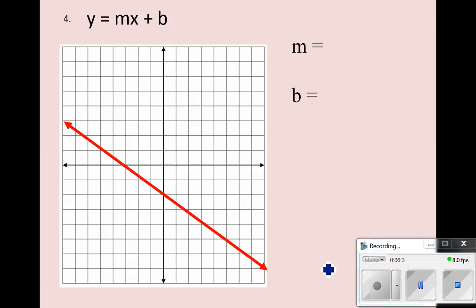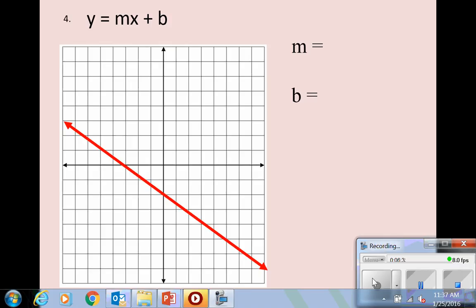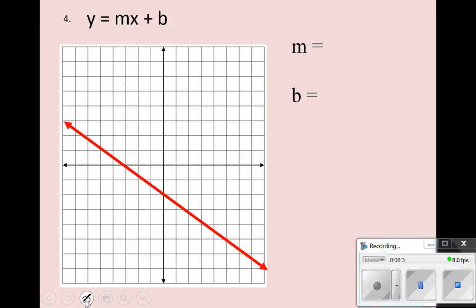Any questions? So I'm going to go ahead and find the b first. To find the b, I'm going to go on the y-axis, and this is where it crosses it. I'm going to make a star. And that is at 1, 2, negative 2. So the b is negative 2.